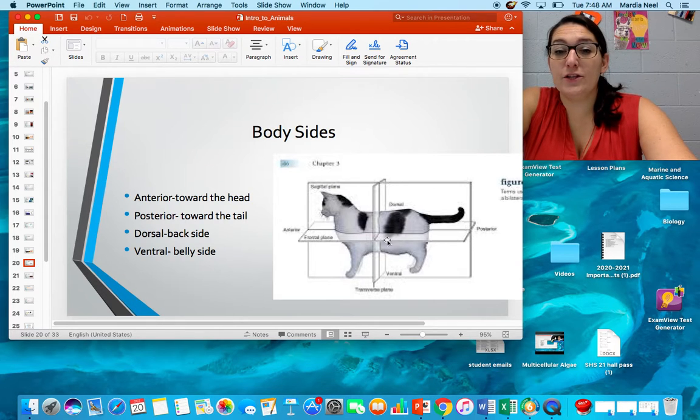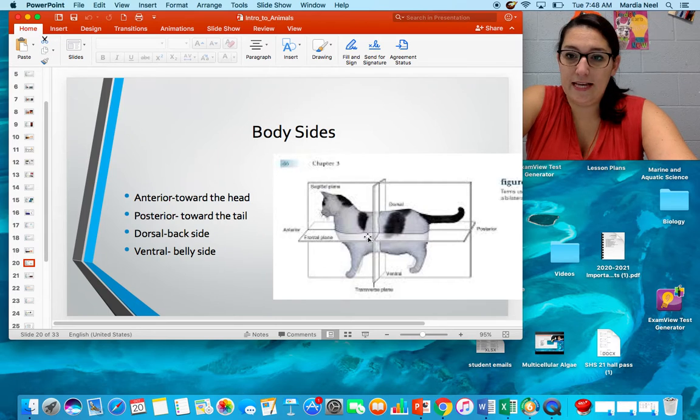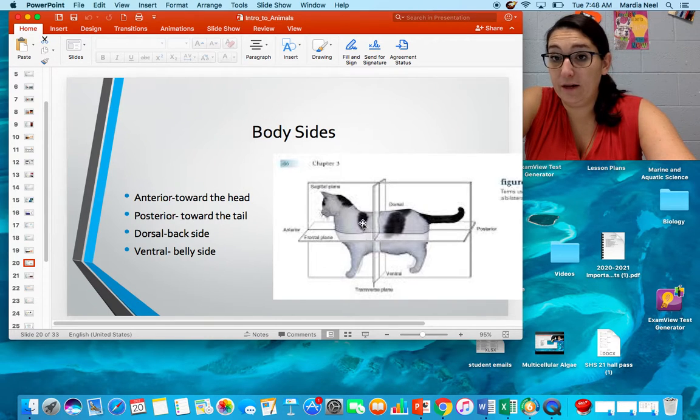Body size, these are going to be important. I'm not going to use terms anymore like towards the head. I'm going to say things like anterior. Anterior means it's towards the head. Posterior means it's towards the tail. Your dorsal side is your back side. Your ventral side is your belly side.